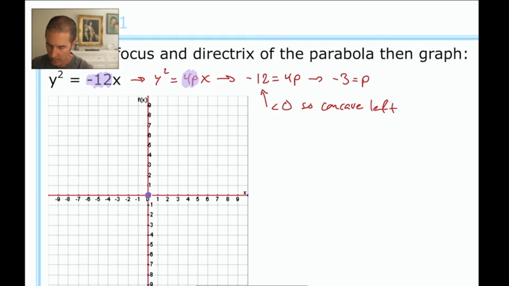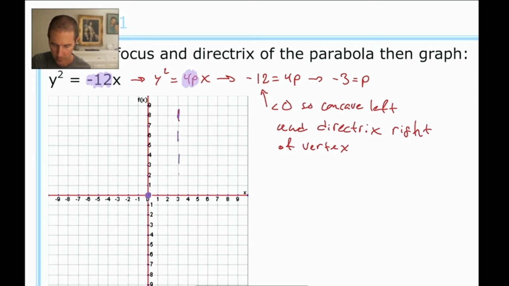So concave left. So I'm coming back over to here. So concave left, and I think we should also use that to know that, so concave left and let's say directrix maybe right of vertex. Which is why I'm drawing the vertex here. I know that I'm concave to the left. Since it's concave left, I know that the directrix will be to the right of it.